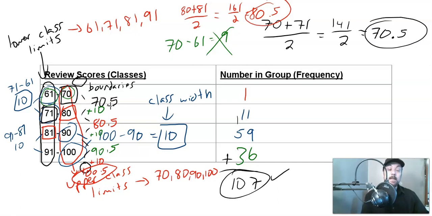And then I go backwards to find the boundary at the beginning of the frequency distribution. So my first class boundary was 70.5. I want to roll that back to get the boundary at the beginning. So that means I will subtract 10. I'll go 10 before it, which will give me 60.5 here.